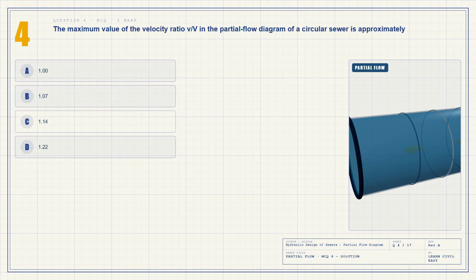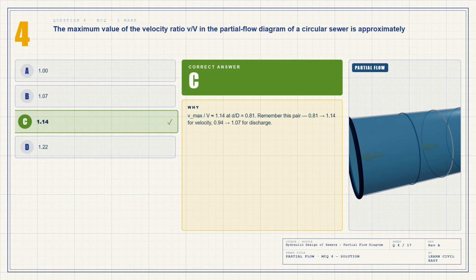Question 4. The correct answer is C, 1.14. The maximum velocity ratio v over V in the partial flow diagram of a circular sewer is approximately 1.14. This occurs at d over D equal to 0.81. Remember this pair, 0.81 and 1.14.